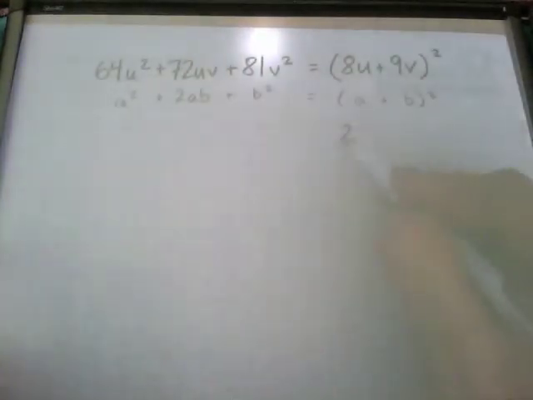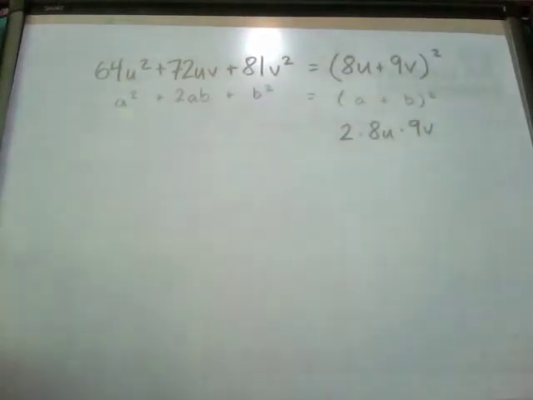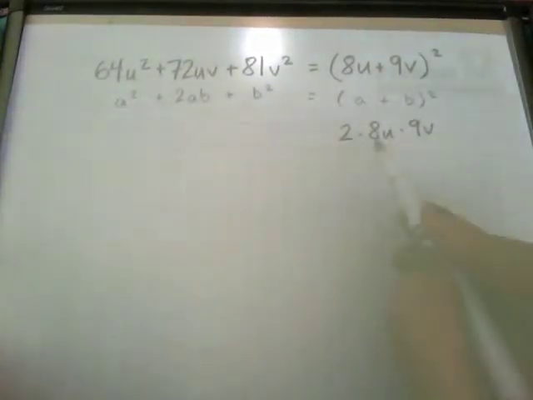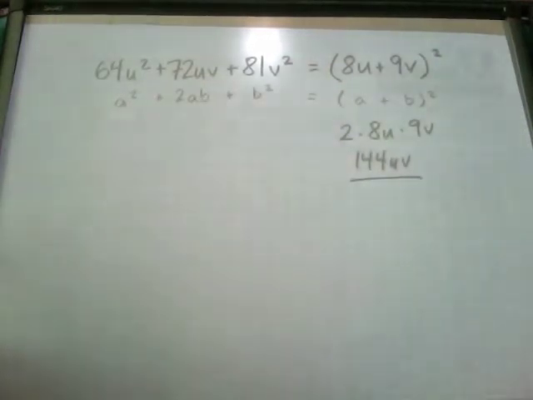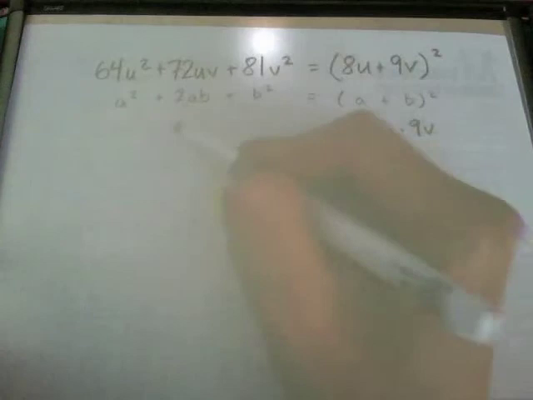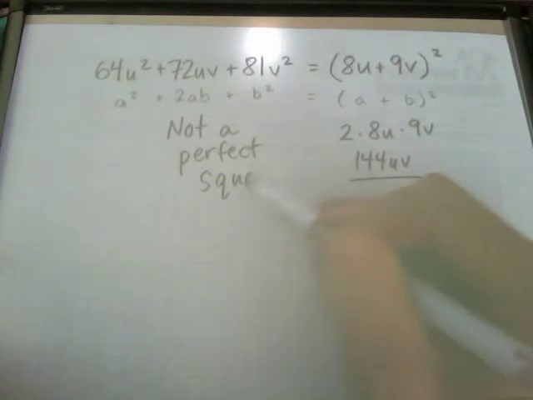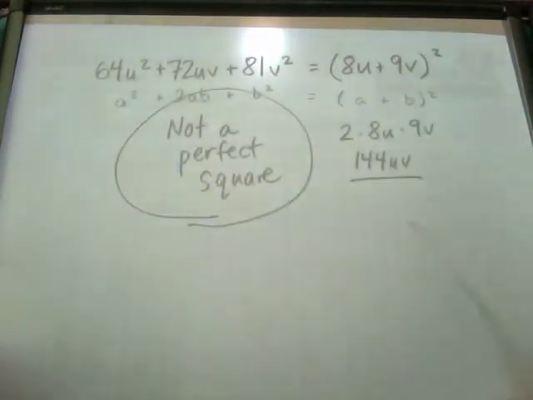Now let's check. 2 for the middle times my a times my b, right? We had to first figure out what's a and b before we can check the middle term. 2 times, actually I'm going to go the other way because I don't want to do 16 times 9 in my head. 9 times 8 is 72, times 2 is 144uv. That's what the middle term should be. Uh-oh. It's not. It doesn't match. Not a perfect square. This trinomial that they gave us does not come from the square of a binomial. Because if it did, the middle term would be 144, not 72.